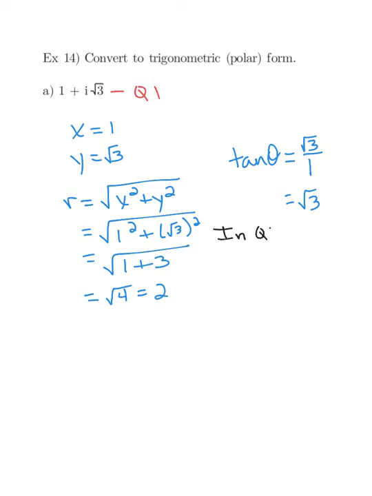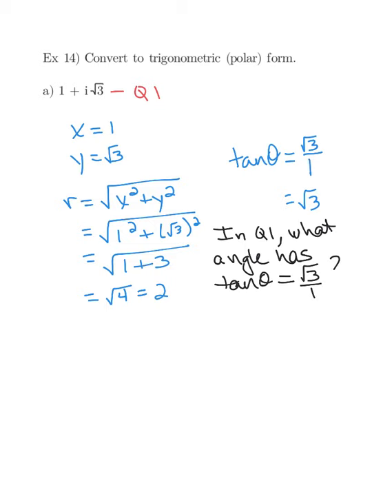In quadrant 1, what angle has tangent equal the square root of 3, or the square root of 3 over 1? That's what you're looking for. So looking at the unit circle in quadrant 1, we now know that the theta we have to be talking about is pi over 3.